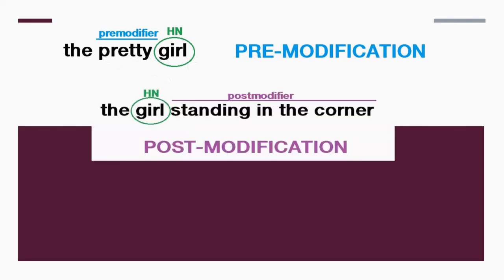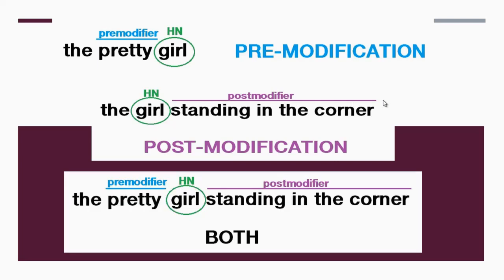In this first example, our head noun is the noun girl, which has been pre-modified by the use of an adjective. In the following example, we can see that the head noun girl has a post modifier, which is a non-finite ing clause as a post modifier. And finally, we have an example where our head noun girl has a pre-modifier and a post modifier.